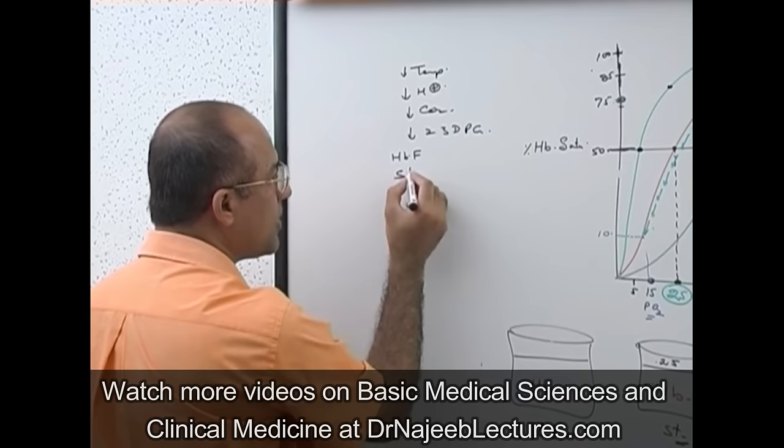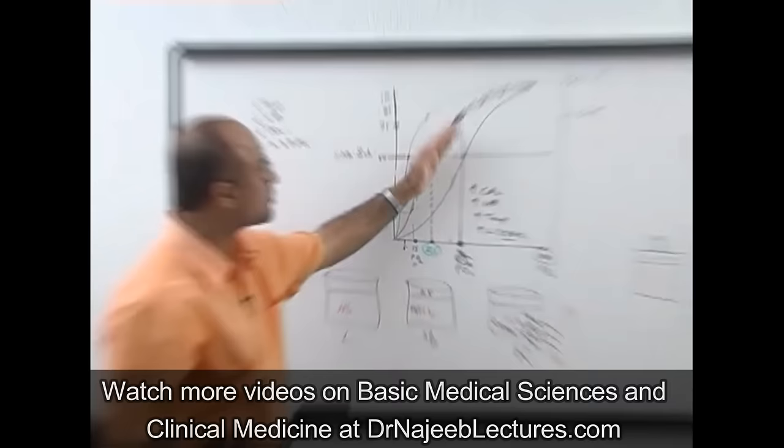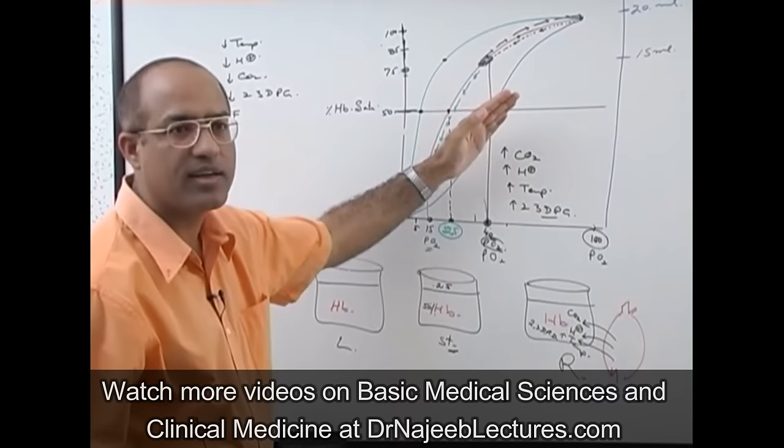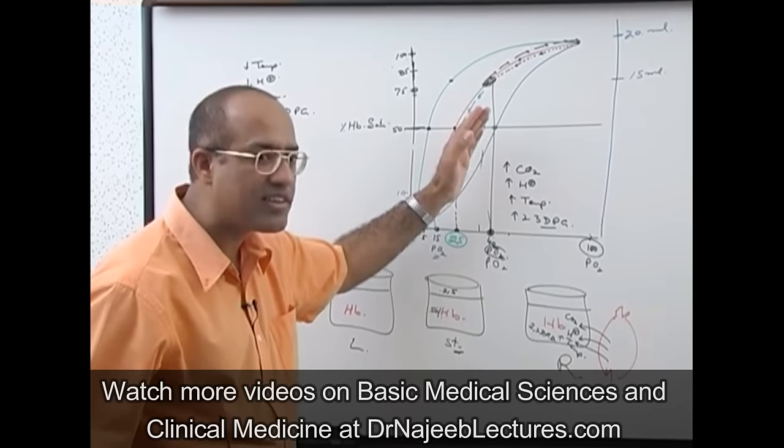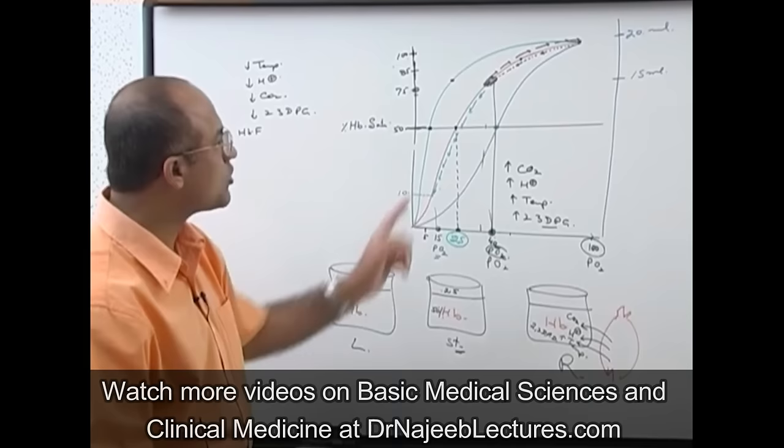Now another thing. Here we just talk about shift to the right and shift to the left. In one sentence, you can say when shift to the right is there, then there is reduced affinity, and when shift to the left is there, there is increased affinity. Of course, for the tissue, hemoglobin with less affinity is better because that will release better. Am I clear? Another way to compare these things is P50.